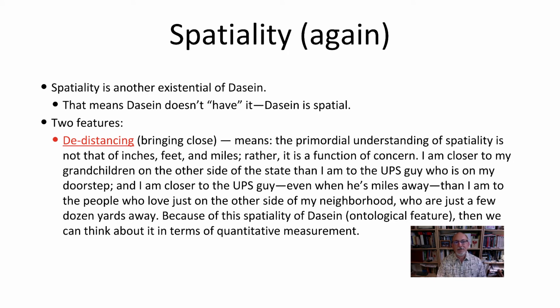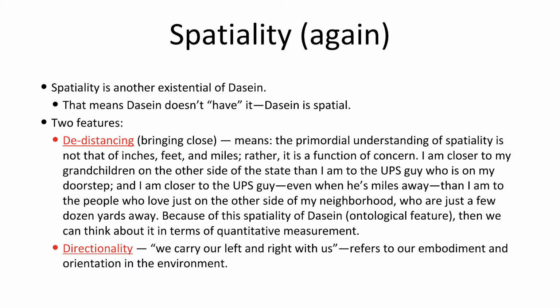And Heidegger points out two important features of Dasein's spatiality. The first is what he calls de-distancing, and this goes to what we were talking about before. De-distancing means bringing close. The idea that I'm closer to my grandchildren than I am to the UPS guy that's always on my doorstep during these difficult times. It's because of my concerns, because of the engagement and even passionate engagement that I have with my world. And then there's the other aspect, which he talks about, which is directionality. As he puts it, we carry our left and right along with us. Those are not absolutes, but refer to a certain embodied orientation that we have in our environment.